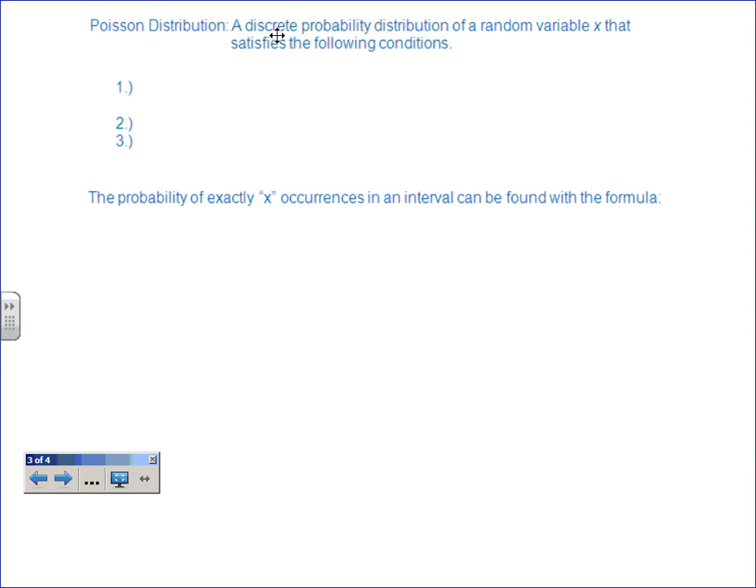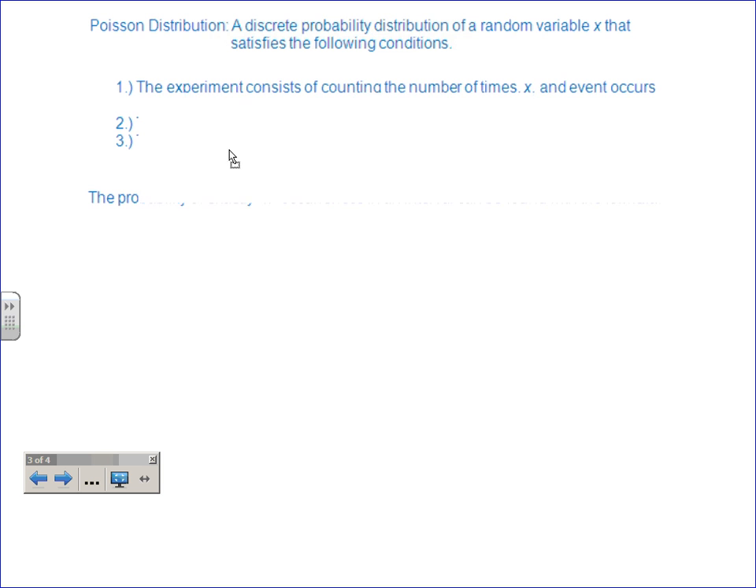Poisson. Okay? The formula is, the concept not really, it's a discrete probability distribution of a random variable that satisfies the following conditions. So again, it's discrete. So we know the probability kind of has to hang in there for us, right? It has to be independent. We know a lot of those things. And you can paraphrase this first one, obviously.